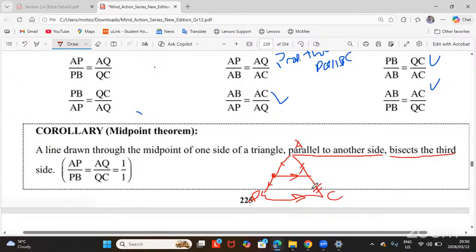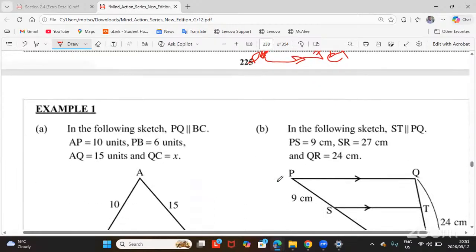What does that mean? The distance from A to the line will be equal to the distance from the line to C. That's what this theorem says. Meaning now, when we go for the proportionality, if this is our P and this is our Q, we will say AP over PB is equal to AQ over QC. For this one, because all these sides are equal, you can say midpoint theorem, but you are still allowed to go for the proportionality theorem. Fine, let's go to the next example.